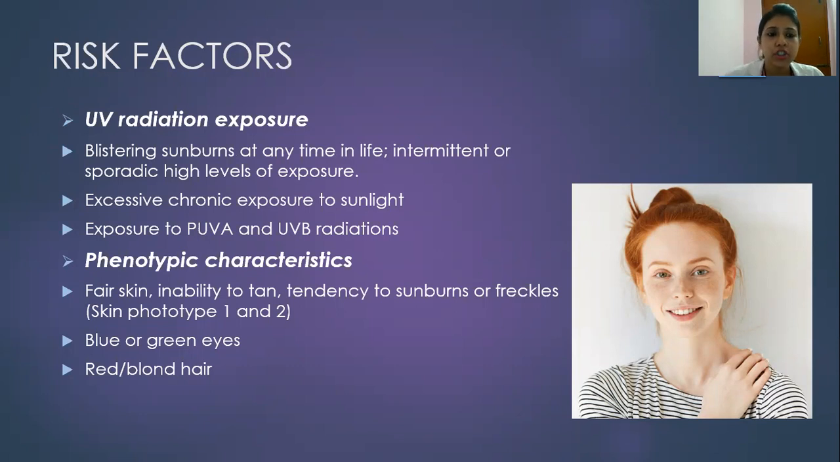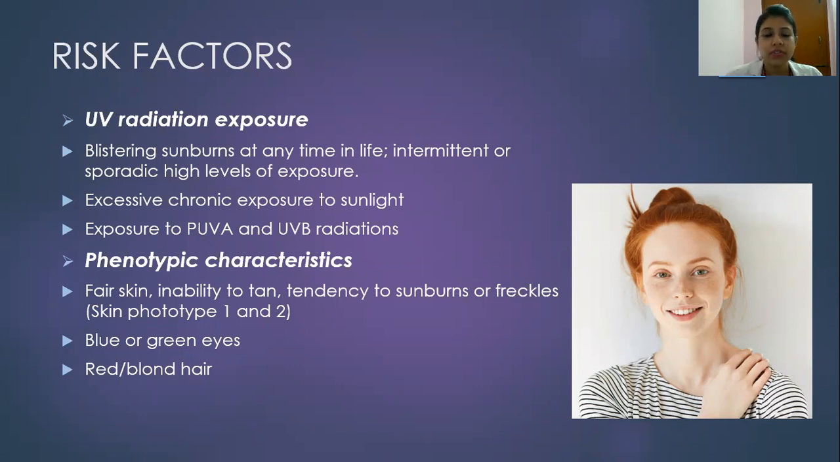sunlight, exposure to PUVA and UVB radiations, and also phenotypic characteristics, that is, people who belong to Fitzpatrick skin type 1 and 2 mainly. That is, those people who have fair skin and the inability to tan, and they have a tendency to sunburn or freckle formation. These are the Fitzpatrick 1 and 2 people. They have blue or green eyes and red or blonde hair.